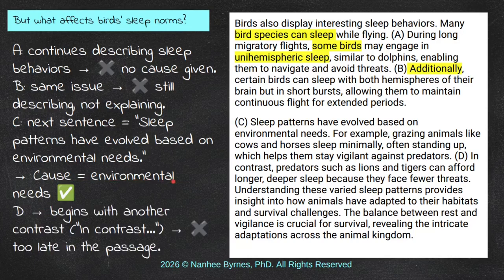Finally, D begins with "in contrast" and continues explaining differences between animals. But by this point, the passage is already giving detailed explanations. We're not looking for more contrast. We are looking for the transition into the explanation of causes. That transition happens at C. Therefore, C is the correct answer.